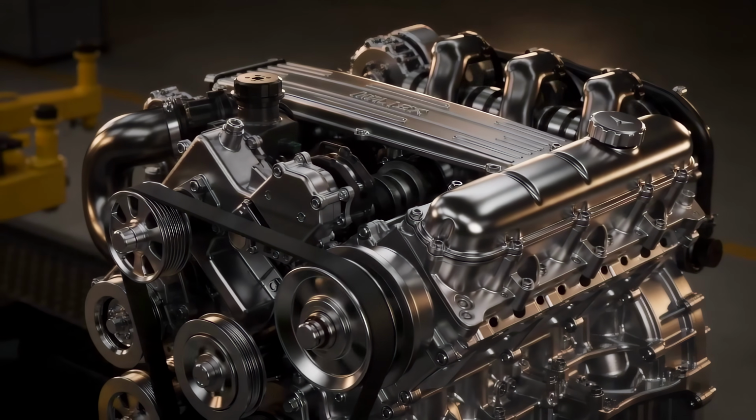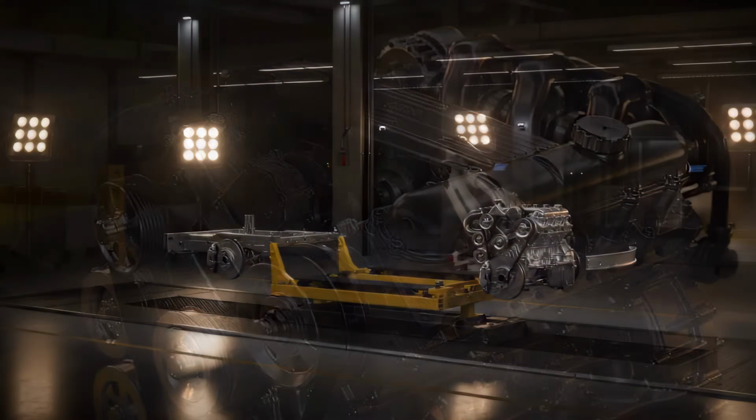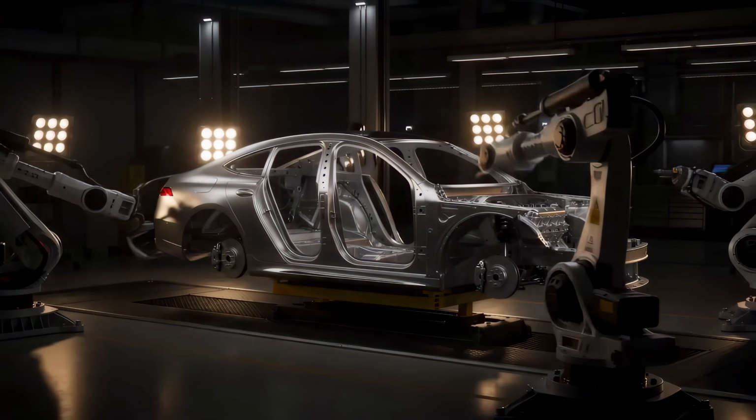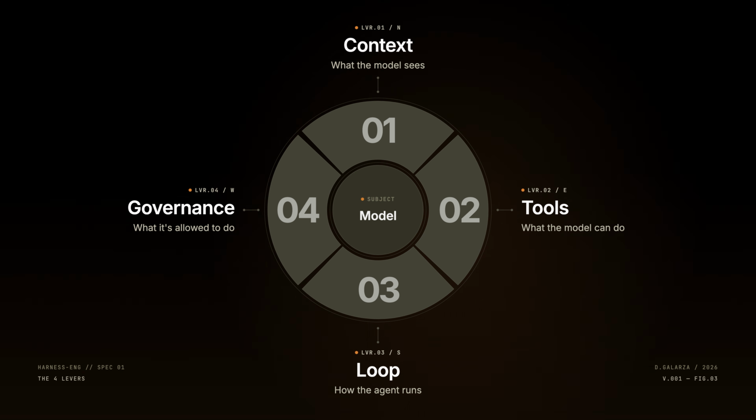When building an agent, we can look at the model itself as the engine. It's the brains of the operation. All of the surrounding infrastructure is the rest of the car being built around that engine. This includes: what information does the agent see? What actions can it take? How is the loop configured? And what boundaries keep the autonomy pointed in the right direction? That's the framework: context, tools, loop, and governance.